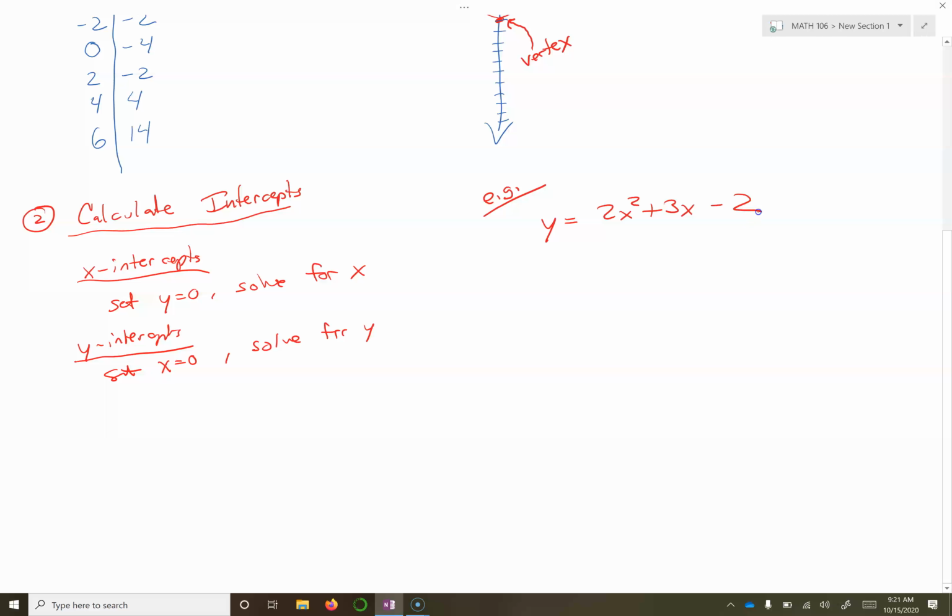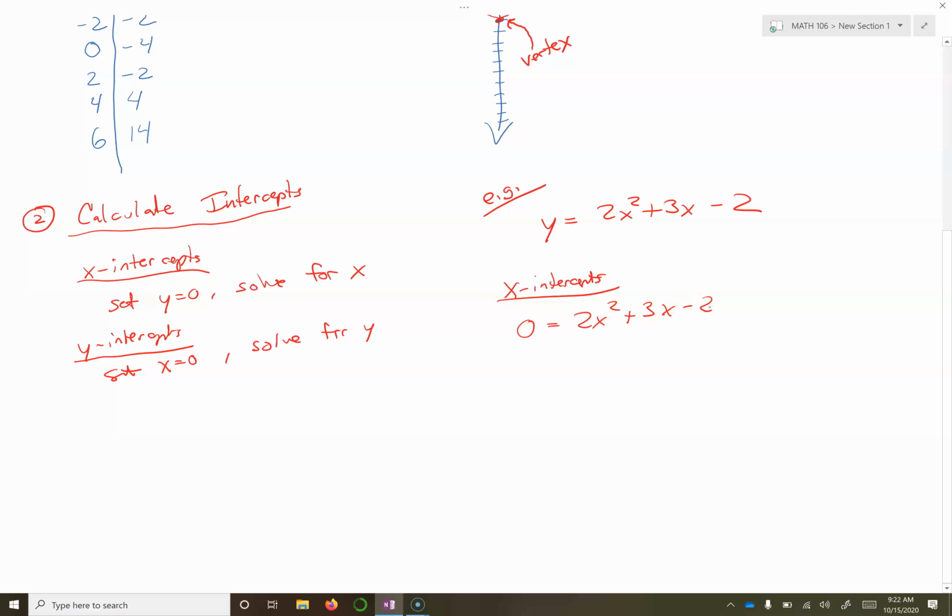Okay. We won't graph it, but let's make sure we can calculate the x and y intercepts. So let's do x-intercepts first. We're going to set y equal to 0. So we have 0 equals 2x squared plus 3x minus 2.